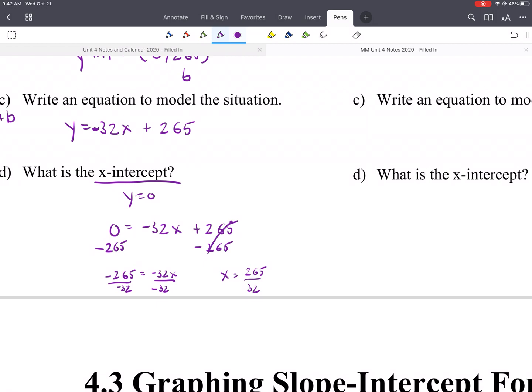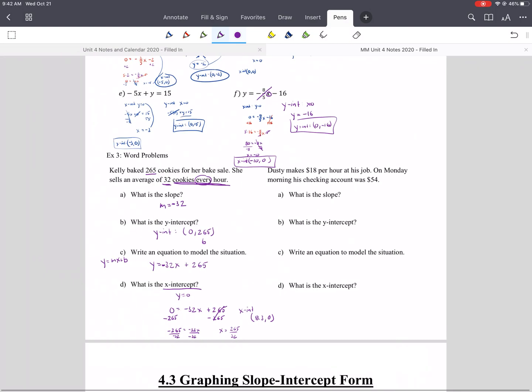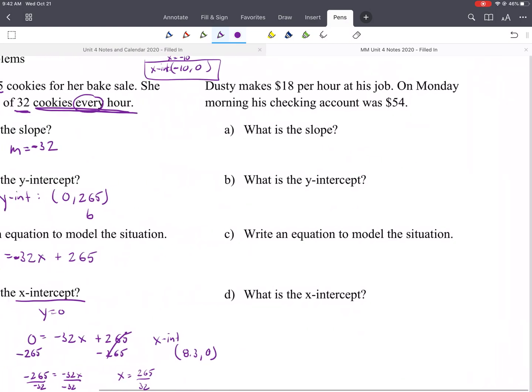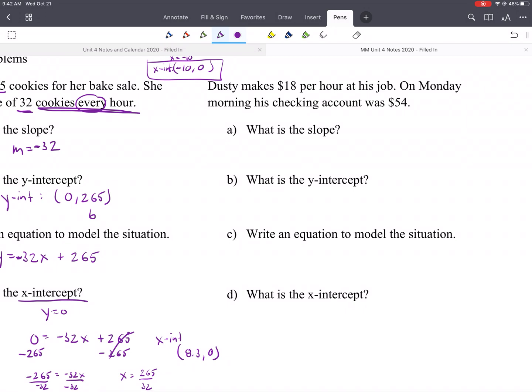Okay, so then we'd write our intercept as an ordered pair. So our x-intercept, let's just write it as a decimal around 8.3, 0. Okay. Typically I don't want you to write decimals, but I kind of messed that one up. So let's try this one again. Sorry if this one's taking a little long. You only need to watch as much as you feel like you need.